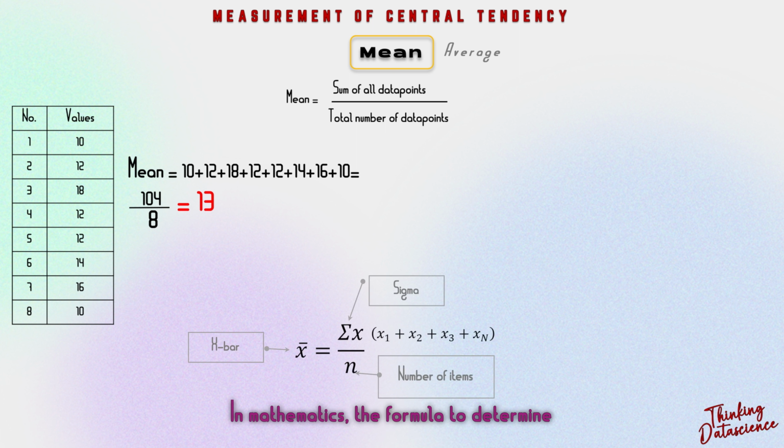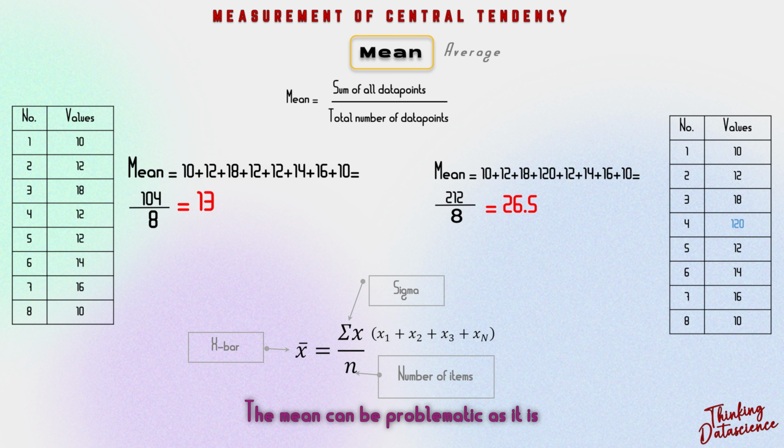In mathematics, the formula to determine the mean is x bar equals the sum of x divided by n, where n is the total number of data points. The sign is a capital sigma, which is used for the sum. To calculate the average, all the numbers are added and divided by the number of items. This is how we find out the mean.